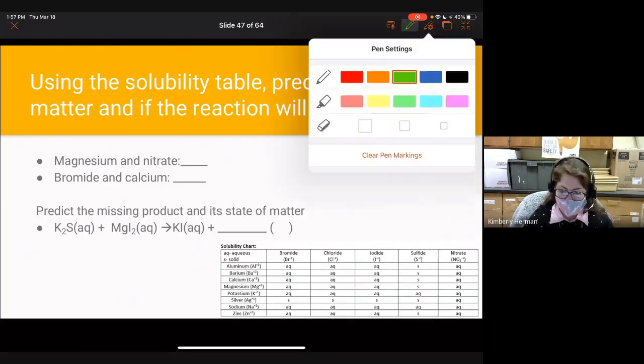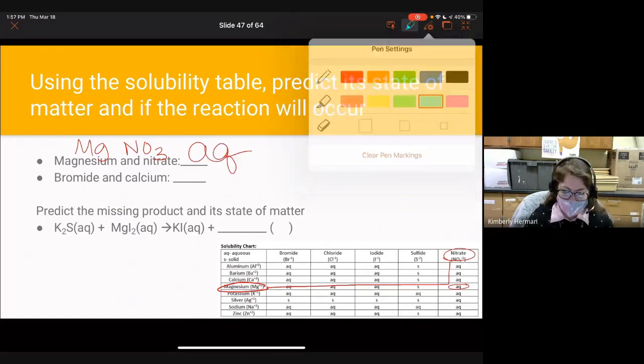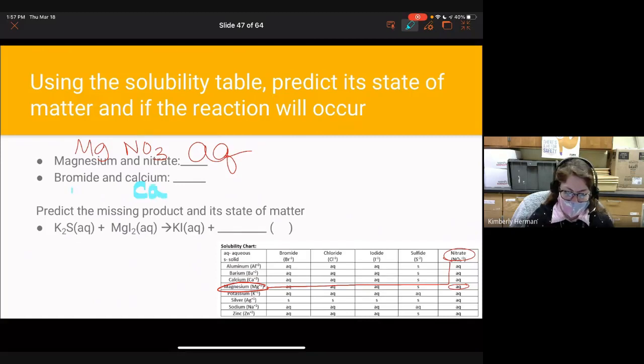Now, let's take a look at our solubility chart, and this is our last part of the day. It's asking us if we have magnesium and nitrate, which is NO3. So we find magnesium here, we find nitrate here, we pull it over, we see that it's going to be aqueous, meaning dissolved in water. Then we look at our next one. We actually have calcium and Br. So we find calcium, we find Br, and we see that this one is also aqueous.